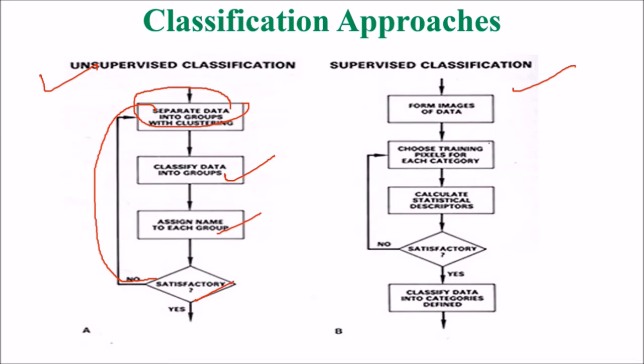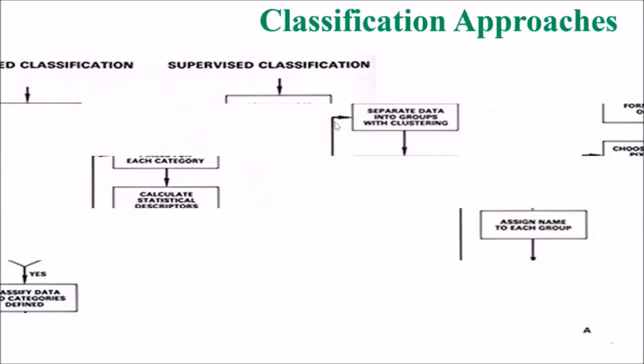In the supervised classification, we form images of data. That is, you choose training pixels for each category. You calculate statistical descriptions, and then you see whether they are satisfactory or not. If they are satisfactory, you classify the data into the categories defined.